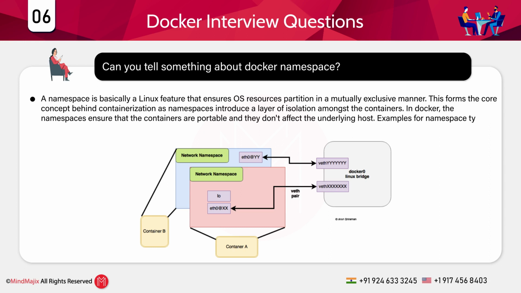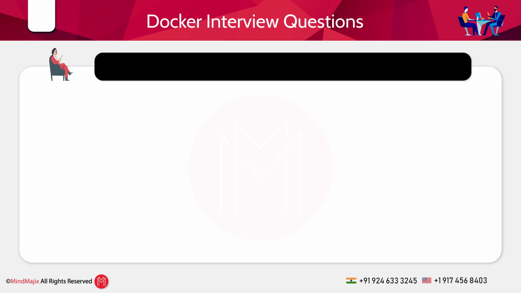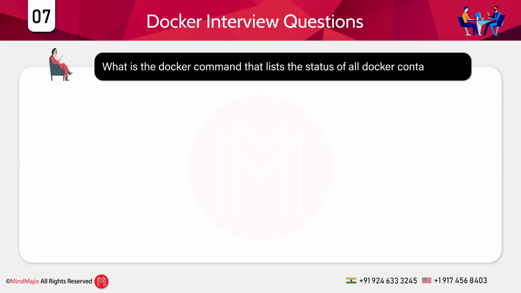Examples of namespace types currently supported by Docker are PID, mount, user, network, and IPC. So this is called Docker namespace. The 7th question is, what is the Docker command that lists the status of all Docker containers?